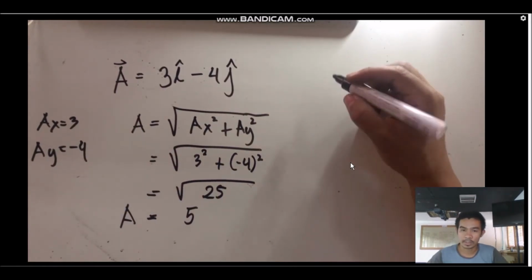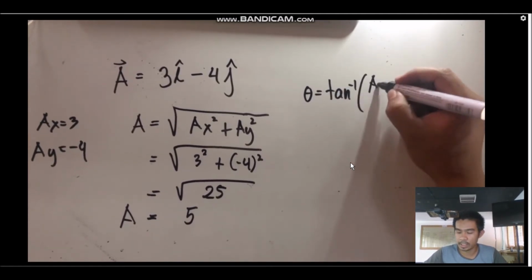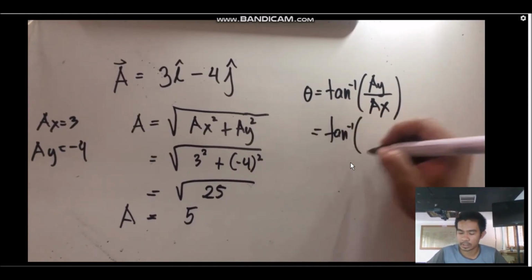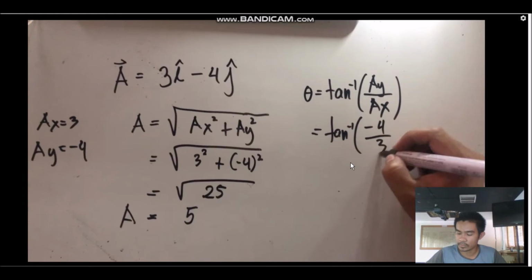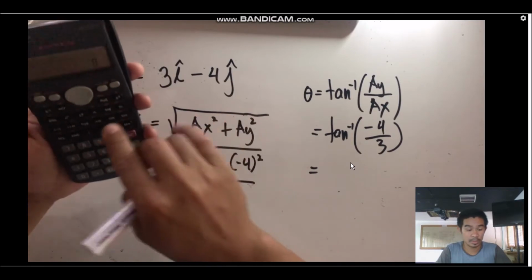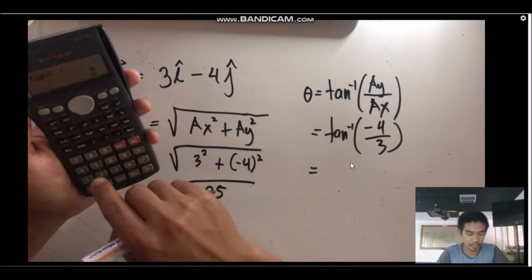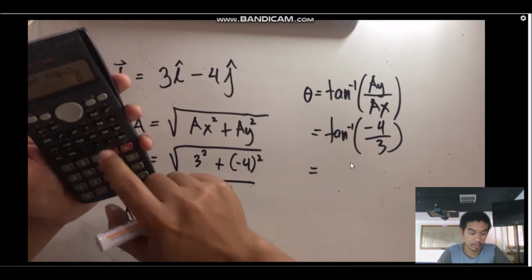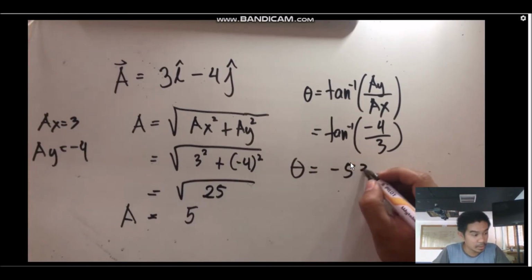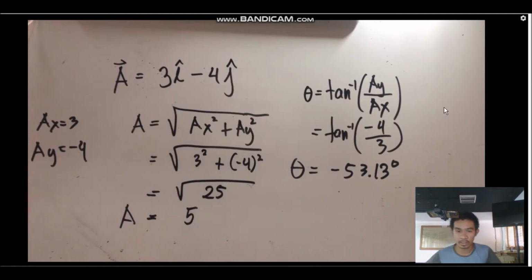How about the direction? Theta is the inverse tangent of A y over A x. So it's the inverse tangent of negative 4 over 3, right? So theta is negative 53.13 degrees. Why is it negative 53.13 degrees?